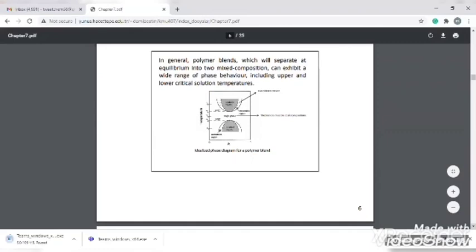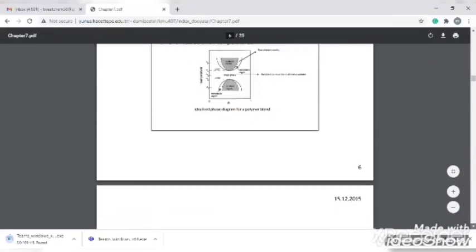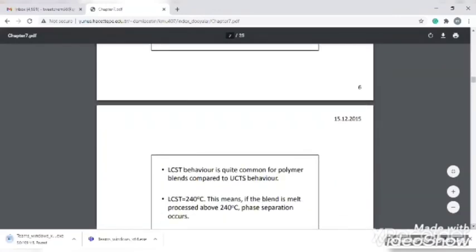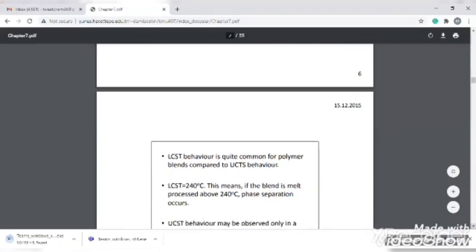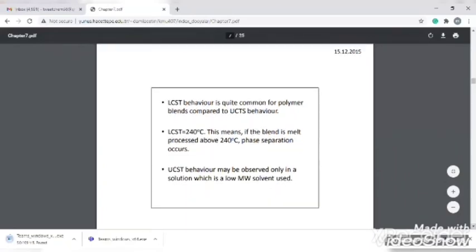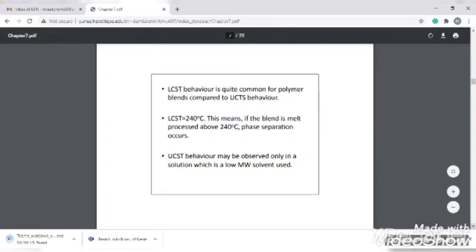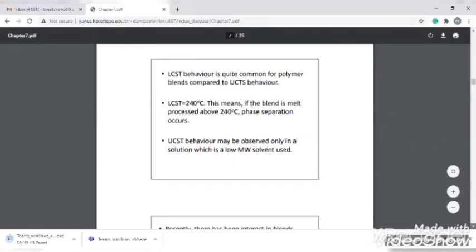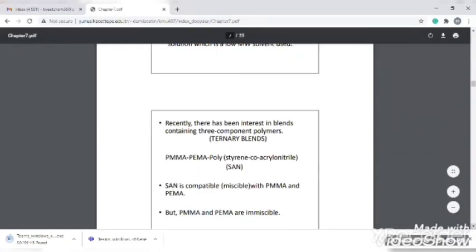In the region, two phases coexist, and the blend is miscible at all compositions. It means that there is basically a combination. Now, LCST behavior is quite common for polymer blends compared to UCST behavior. If LCST is equal to 240 degrees centigrade, this means if the blend is melt processed above 240 degrees centigrade, phase separation occurs. UCST behavior may be observed only in solutions, where a low molecular weight solvent is used.